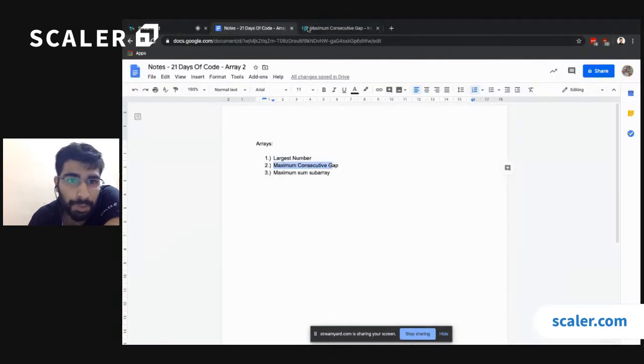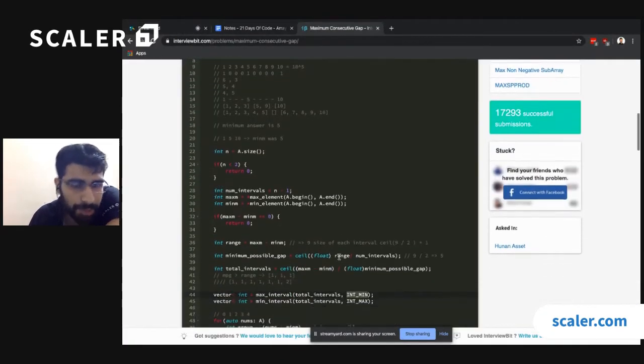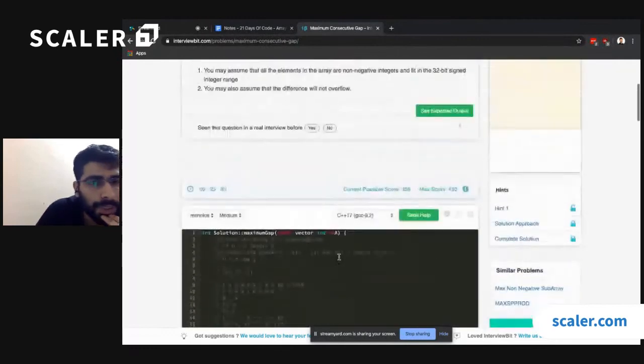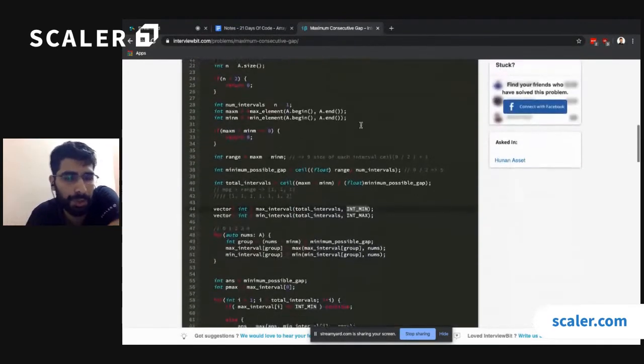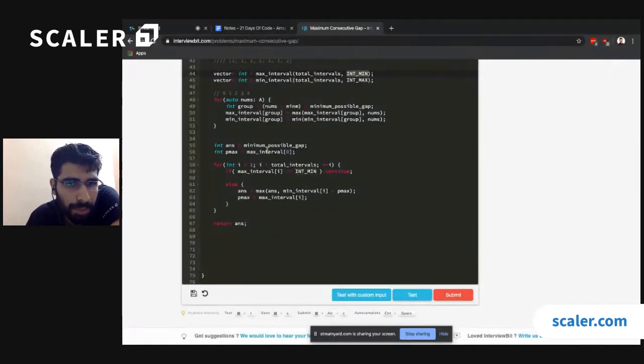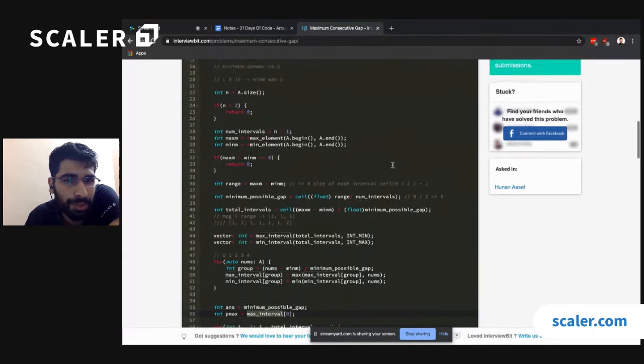People are saying that it can be overflow. Let us see if this is really overflow. I don't think this can be overflow, because we are told you may assume that the answer will not overflow. So definitely it can't be overflow, because answer is previous max minus max interval of 0, right? If max interval i equals int min, so the answer is definitely not overflow.